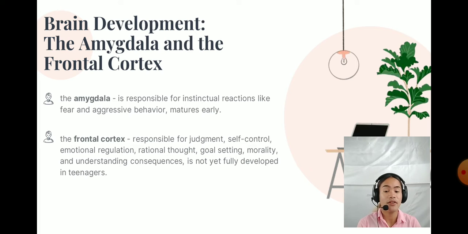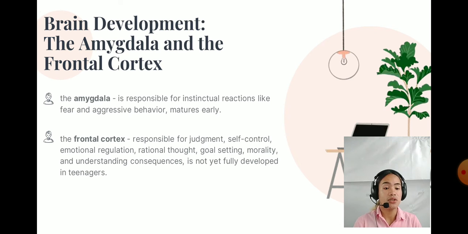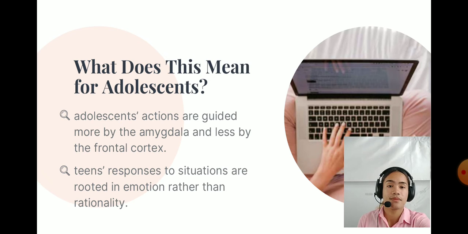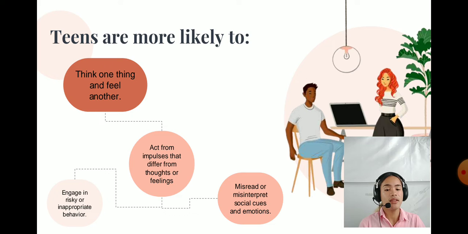So, what does this mean for adolescents? Pictures of the brain in action show that adolescents' brains function differently from those of adults when making decisions and solving problems. Adolescents' actions are guided more by the amygdala and less by the frontal cortex. That means that teens' responses to situations are rooted in emotion rather than rationality. In other words, the last part of the brain to fully develop is one of the most important. It's the area that gives people the ability to make rational decisions, because the part of the brain that helps us think before we act isn't fully developed until adulthood.